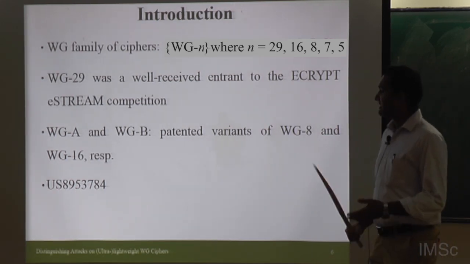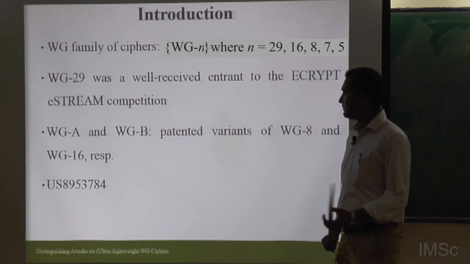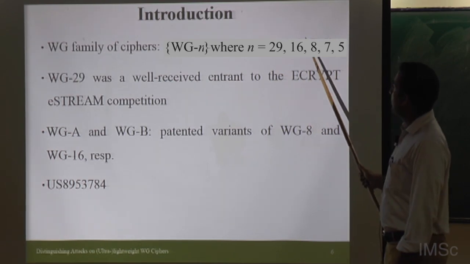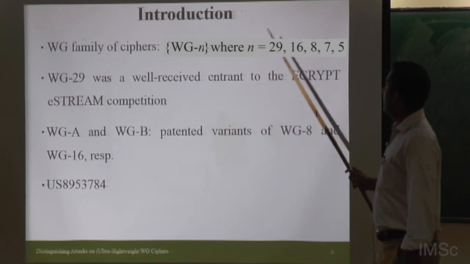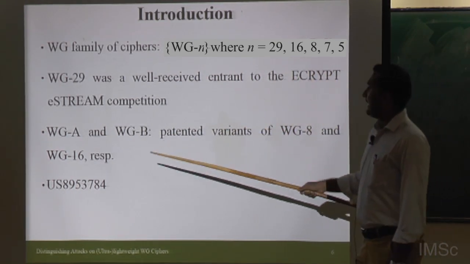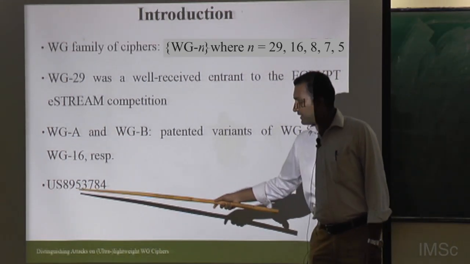WG29 was the first member of this family, and it was a well received entrant to the eCrypt eStream competition. WGA and WGB are patented variants of WG8 and WG16. We have given this name to distinguish them from the non-patented variants. WGA and WGB are covered by a US patent, and the patent number is given here.